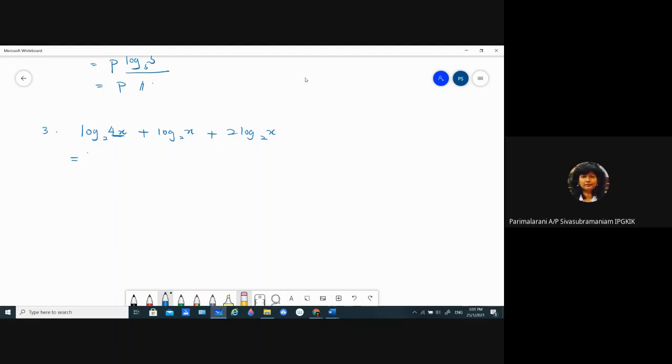So this equals log of 4 times x, which is log 4 plus log x base 2, okay? So this is what we get from here, plus log x base 2 plus 2 log x base 2. So we have log x base 2, log x base 2, log x base 2. Can we add all this? Yes. What do we get?